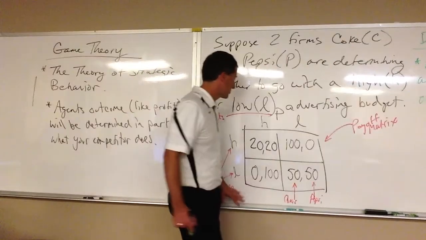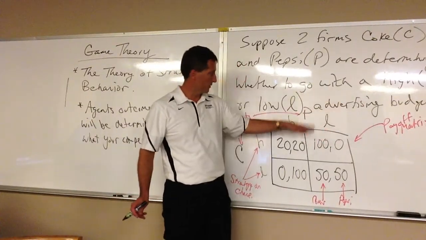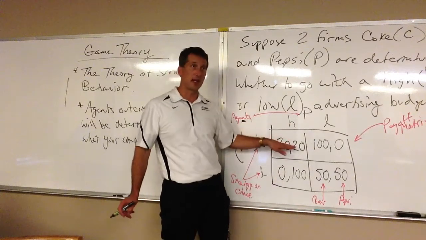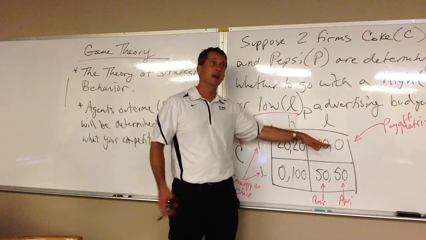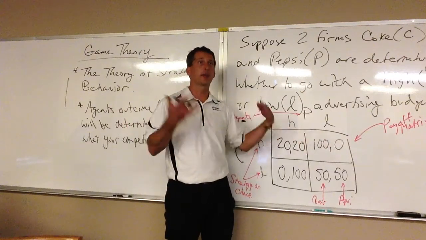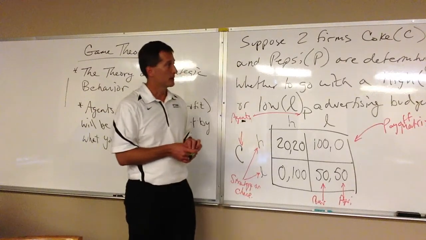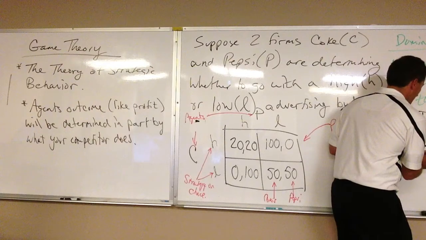And the same holds true. I won't go through that one, but you can work through the same logic there. If Pepsi goes high, Coke should choose high. If Pepsi chooses low, Coke should choose high. Coke should choose high no matter what. Therefore, Coke has a dominant strategy of high. So this is just a shorthand way to work through that dominant strategy logic.